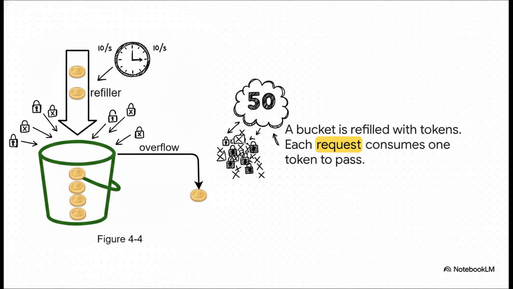Imagine a bucket, and into this bucket we're dropping tokens at a nice steady pace, let's say 10 tokens every second. Now, every single request that comes in needs to grab one token from the bucket to pass. So if a sudden burst of 50 requests shows up and there are 50 tokens in the bucket, great, they all get through. But if that bucket is empty, sorry, you're not getting in until more tokens get added.